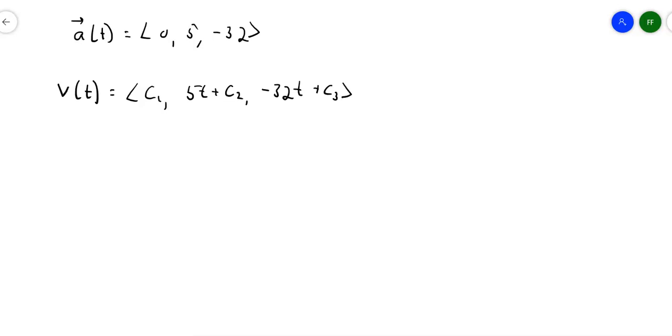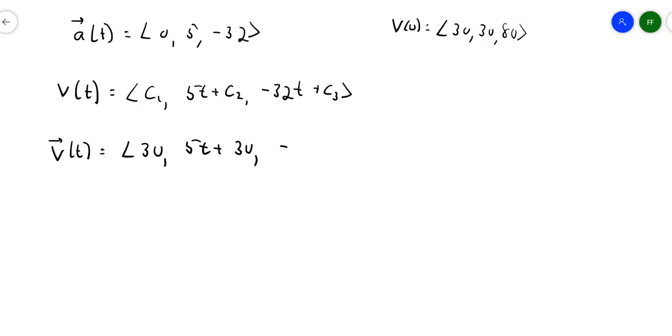Now, we know from the problem that the velocity at time 0 is 30, 30, 80. Okay. Nothing funny happens in this problem. If I put a 0 in for t, c sub 1 is just 30. C sub 2 is 0 plus 30, which is 30. And that's 0 plus 80, which is 80. So it turns out the velocity vector is pretty easy to find. It's 30, 5t plus 30, negative 32t plus 80.